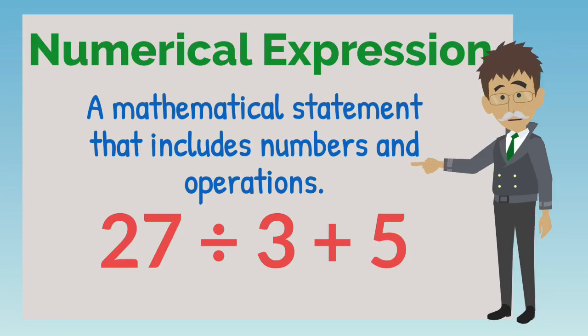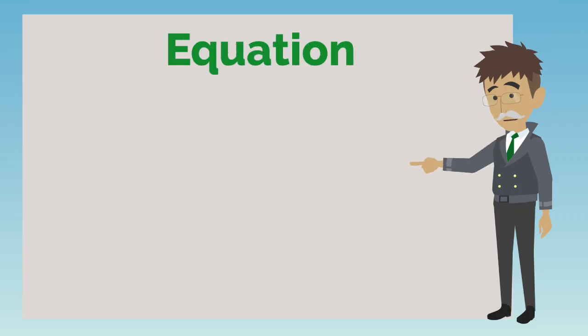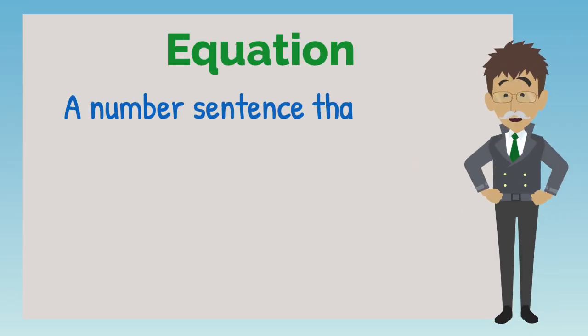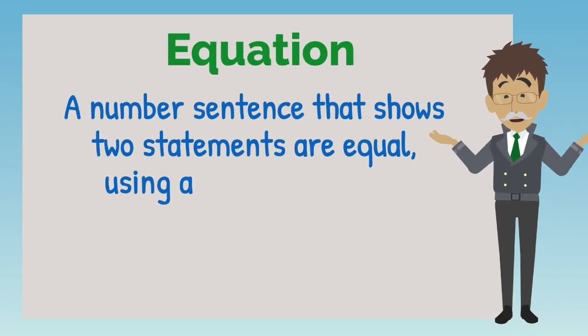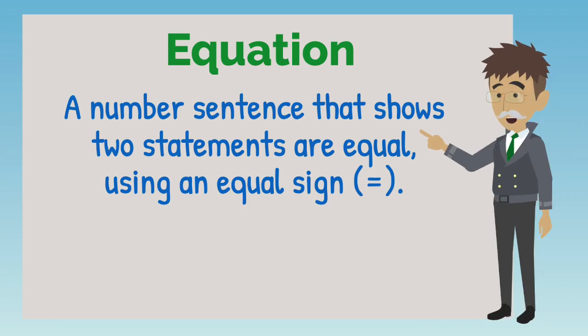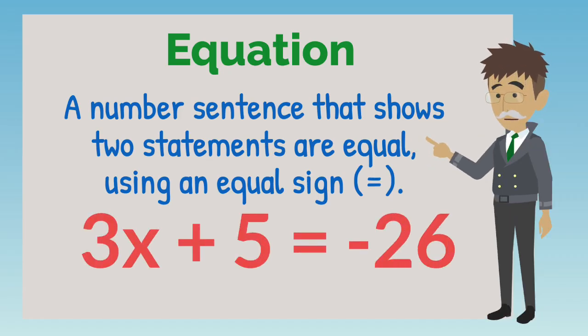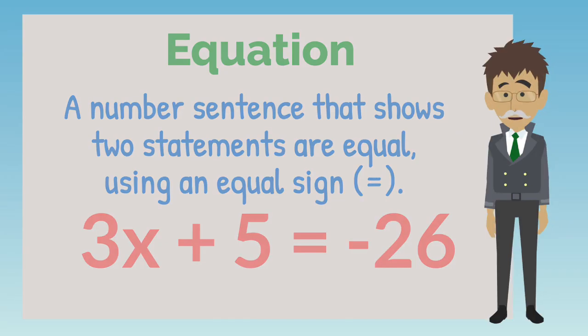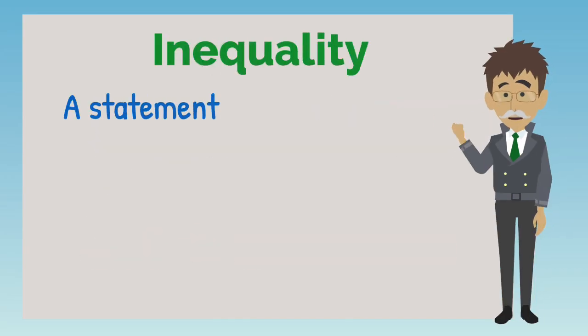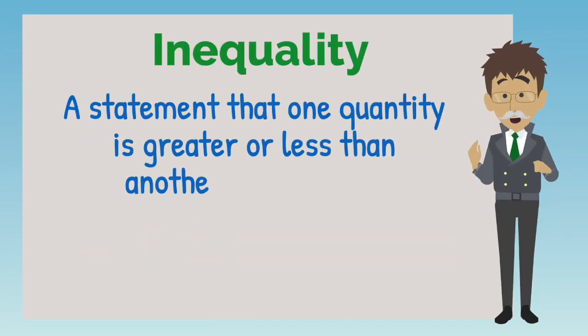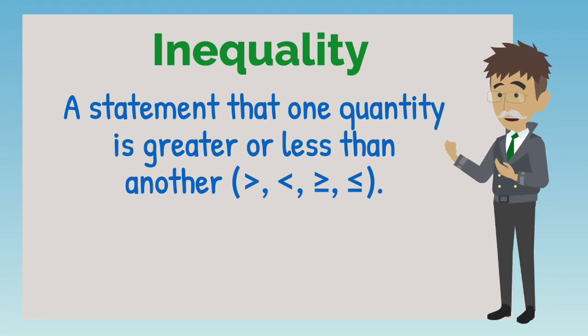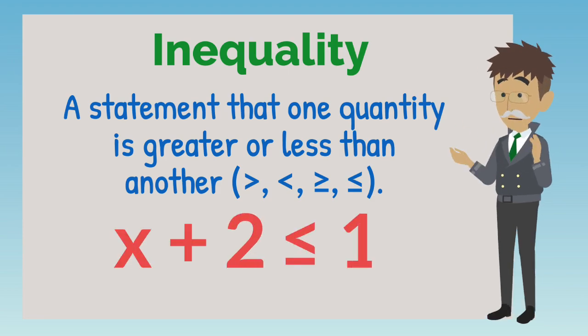Finally, let's look at statements that compare or show equality. Equation. A number sentence that shows two statements are equal using an equal sign. For example, 3x plus 5 equals negative 26. Inequality. A statement that one quantity is greater or less than another. For example, x plus 2 is less than or equal to 10.